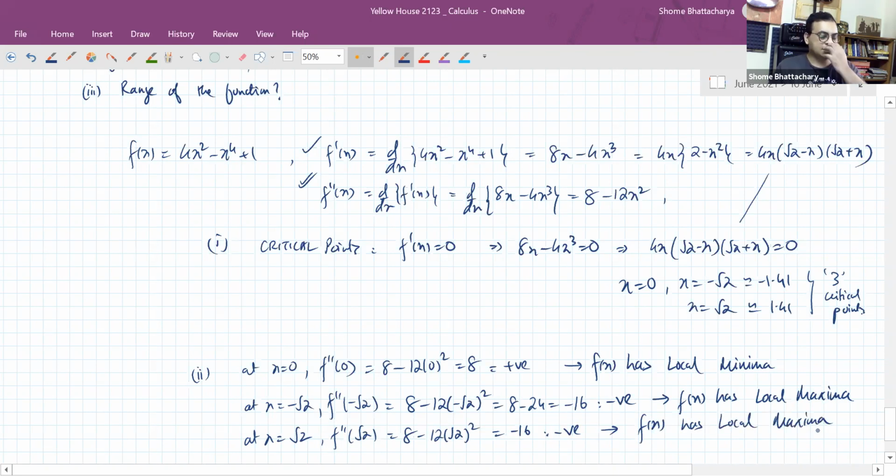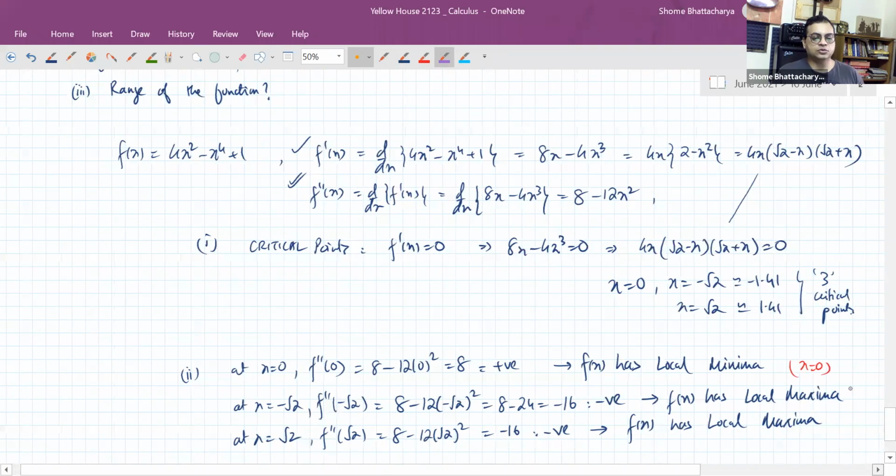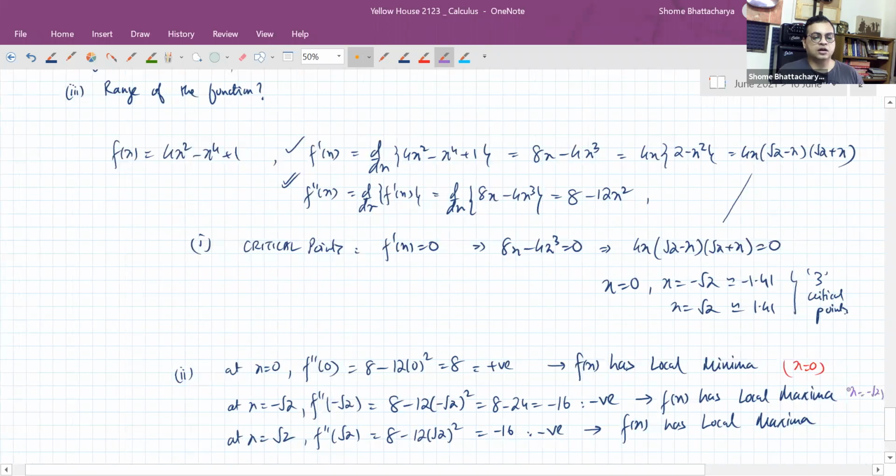So it has two maximas and one minimum. Okay, so far this is what we've understood, that x equal to 0 is a minima and x equal to root 2 and minus root 2 are the points where the function has a maximum. So now we can understand that the function's shape must be something like this. The graph must be something like this: minus root 2 and plus root 2.